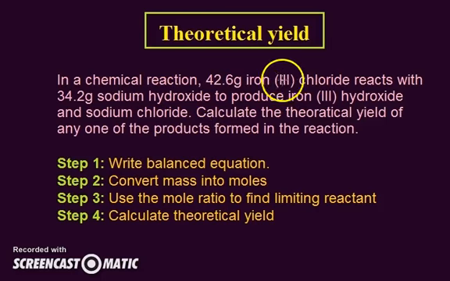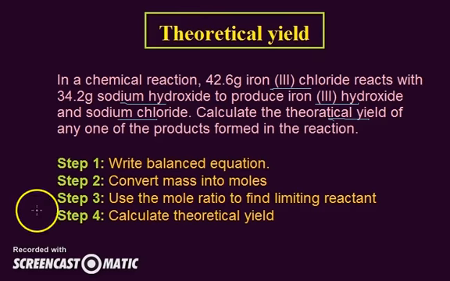In this session, I will discuss how to calculate a theoretical yield in a problem. This is the problem given over here, and it states that in a chemical reaction, 42.6 gram iron chloride reacts with 34.2 gram sodium hydroxide to produce iron hydroxide and sodium chloride. The question asks to calculate the theoretical yield of any of the products formed in the reaction.